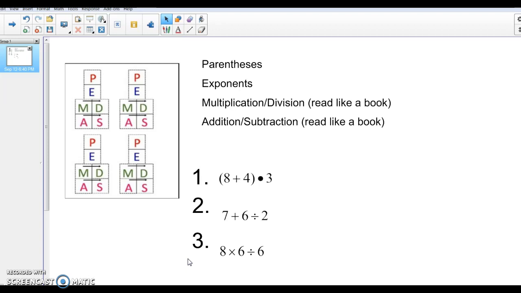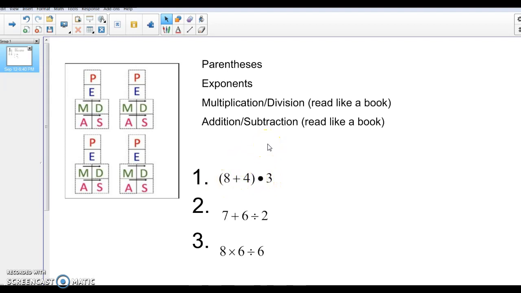As you can see to the top left, I have something that looks like a hopscotch court, if you've ever played hopscotch before. Up top it's got P, and then E, and then MD, and then AS. If you look to the right, we see what those abbreviations stand for. The P stands for parentheses, which have to be closed on both sides.